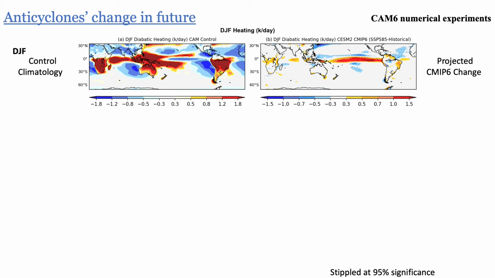Here the left panel shows the DJF mean climatology of vertically integrated diabatic heating, showing intense heating over southern hemisphere land during summer and heating over tropical ocean over the ITCZ and SPCZ region. The right figure shows the diabatic heating change from the CMIP6 models' coupled simulation. Now we want to see which of our first run experiments shows similar changes in diabatic heating to the top right panel of CMIP6 diabatic heating change.